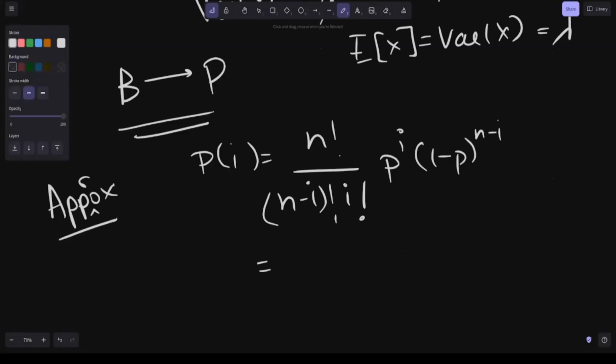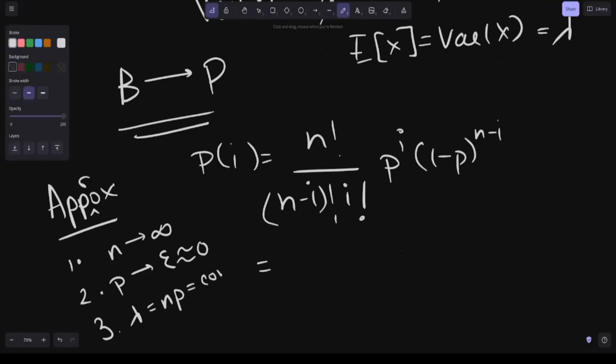Okay, approximations. First approximation, n tends to infinity. Second approximation, p tends to epsilon, which is a very, very small value, meaning it is very close to 0. And third, lambda is equal to np, which is a constant. Okay, these are our approximations we have to consider. We knew lambda was np, now we'll consider that to be constant, and it will be some good value, it won't be very negligible.